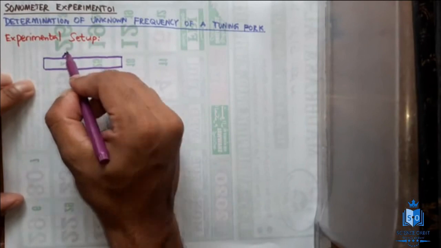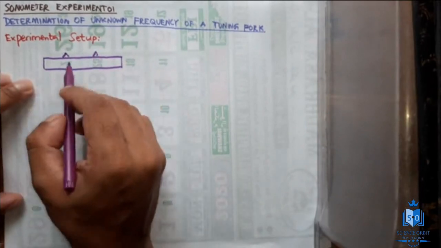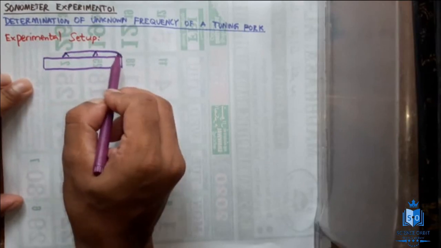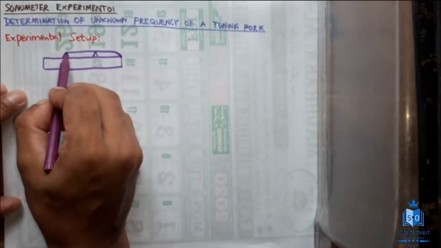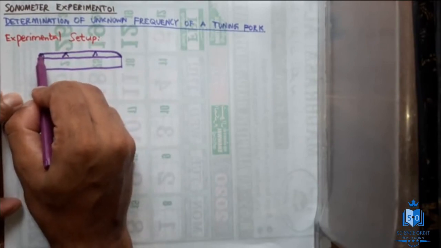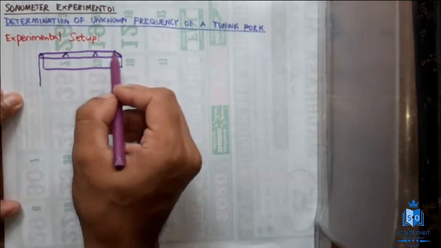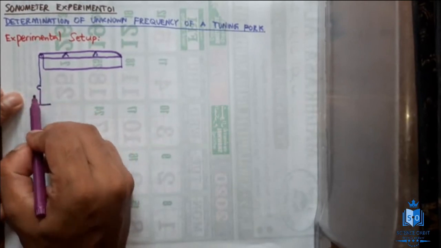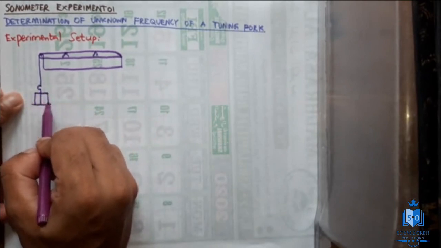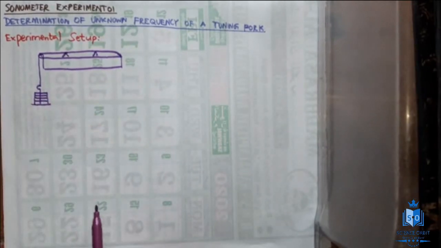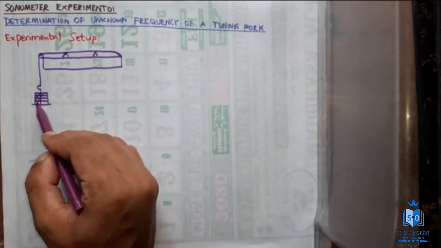There will be 2 bridges which are movable, all right, and then a string will go over that. It will be fixed like this to this point, and that string will go over a pulley like this, and then the string will go down, and it will be connected to a pan like this, where you can add weights. Okay, so you have the weights, and you can actually add weights like this.